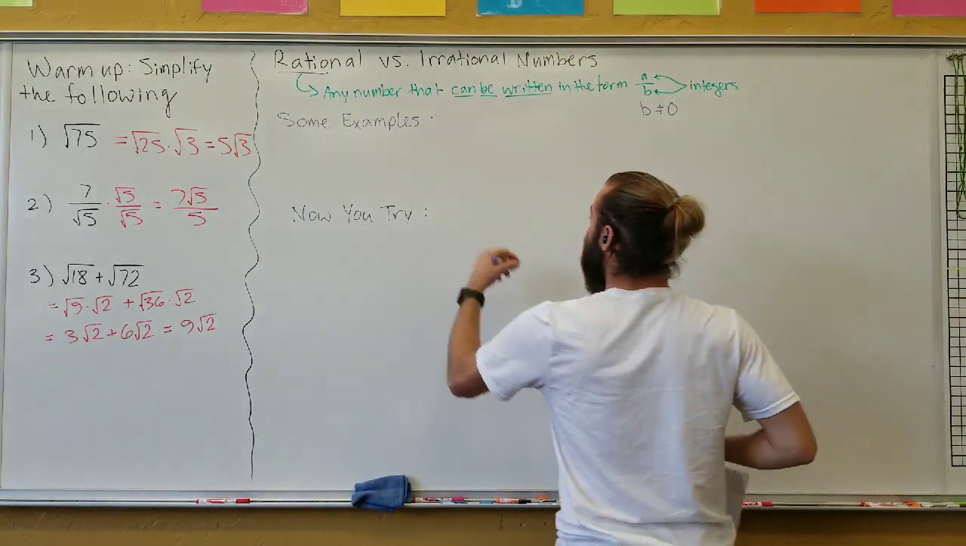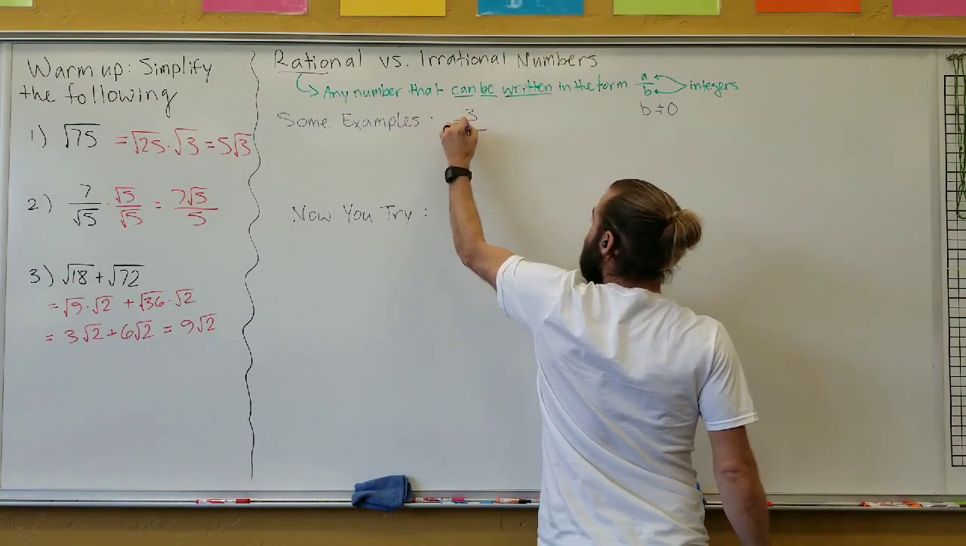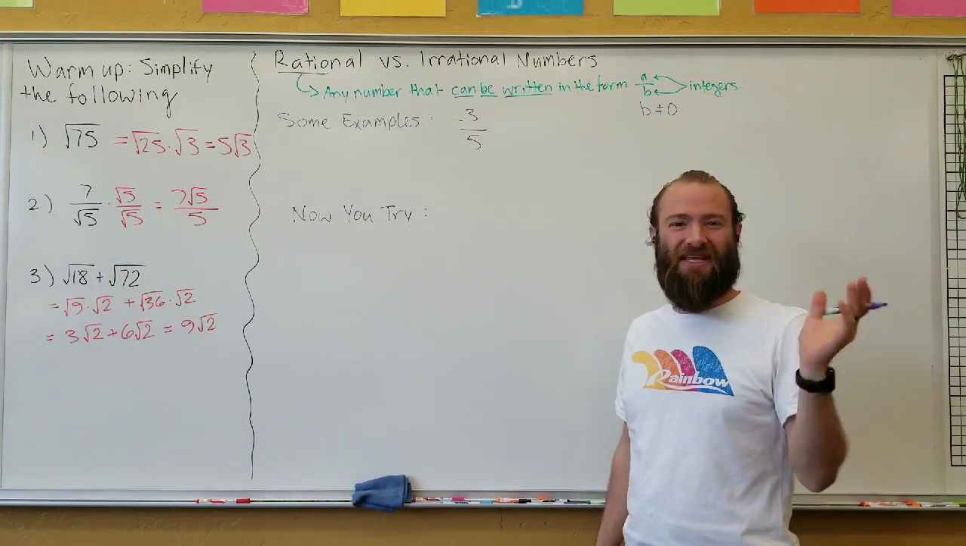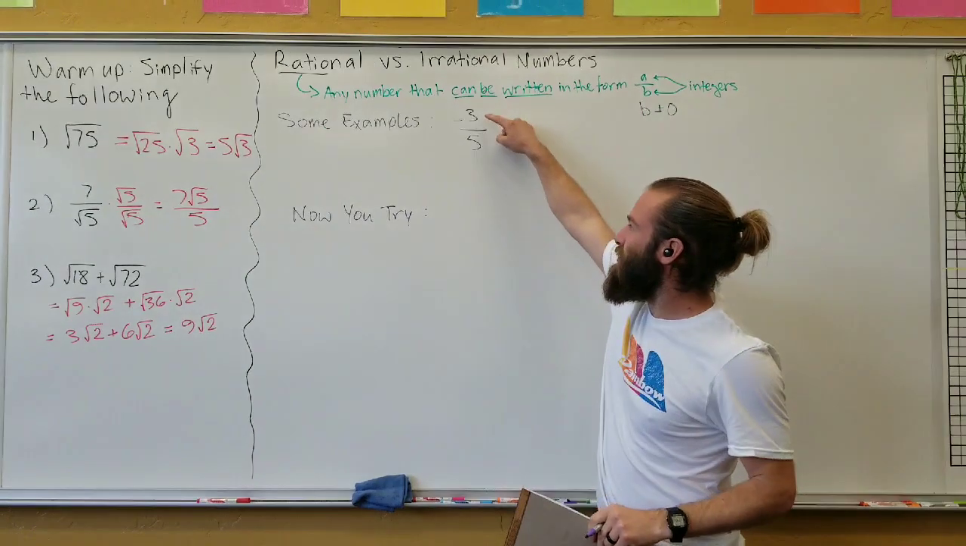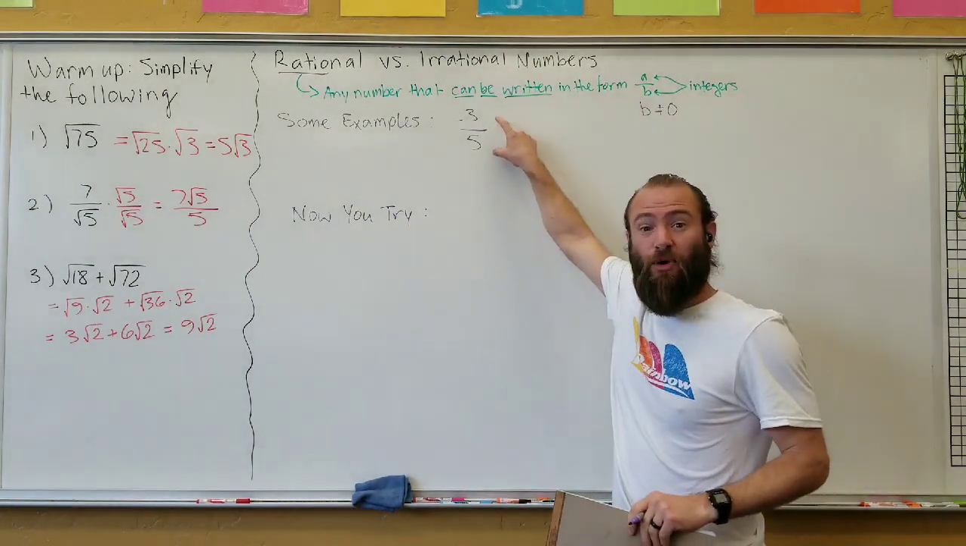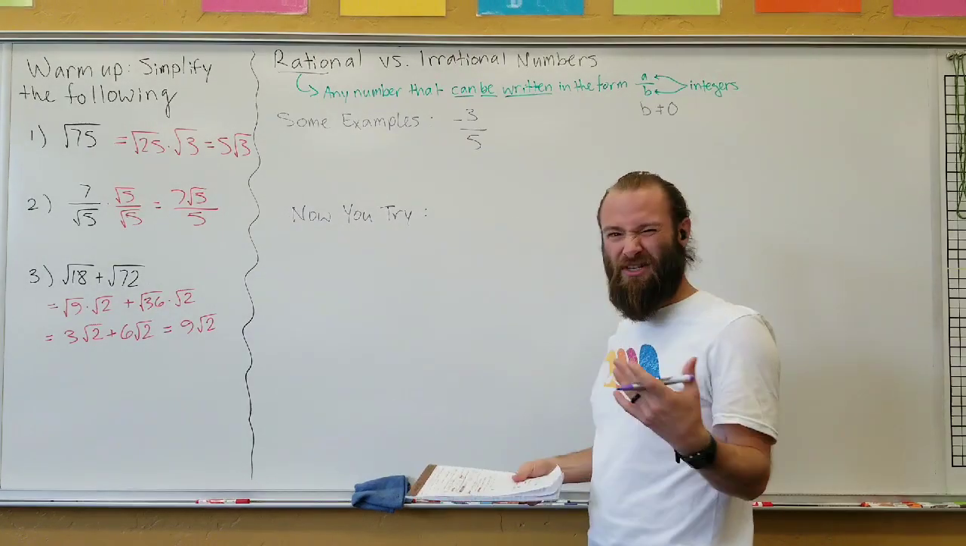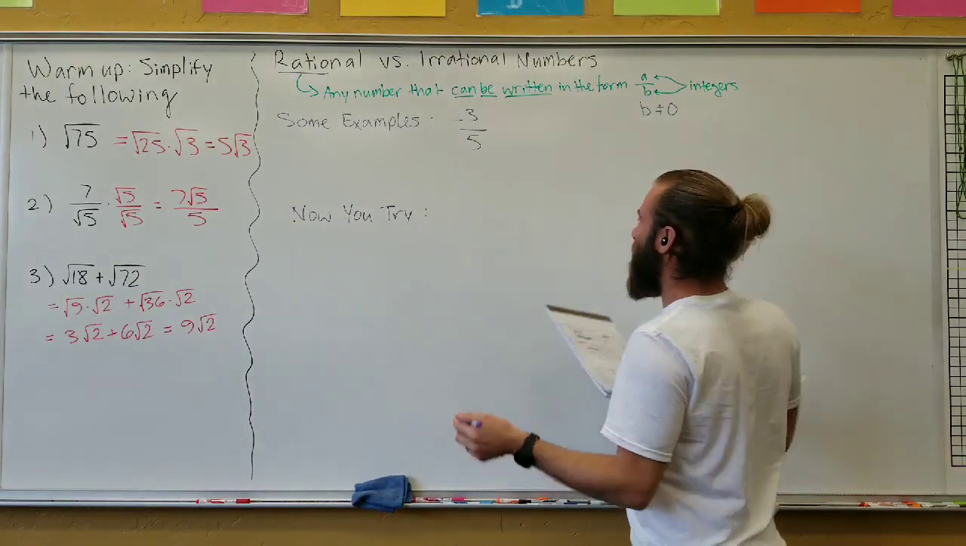So, first example of a rational number, let's just put it directly in the form of a rational number. You can make anything that looks like this. Okay, notice negative 3 over 5. Both of these are integers, so it's a rational number. That's what it means. Let's look at one that's a little bit more interesting, I guess I would say.